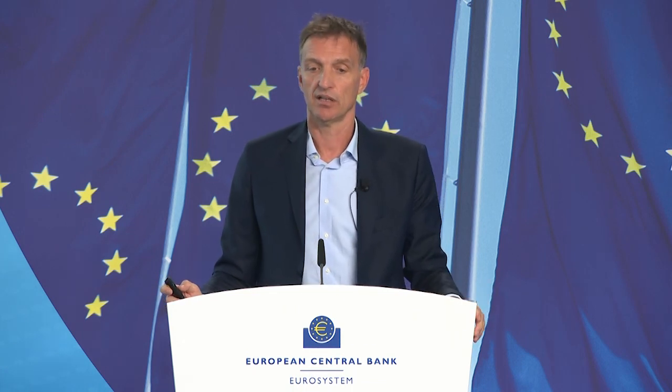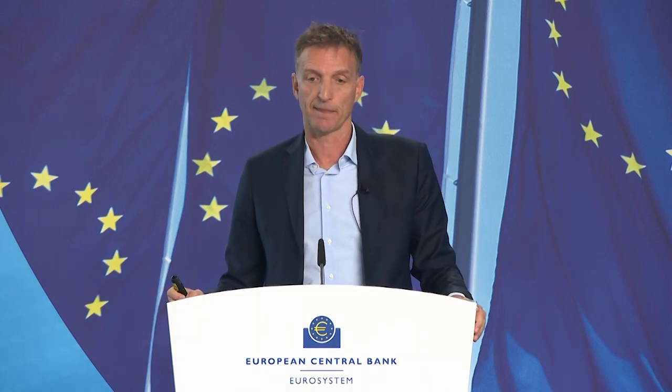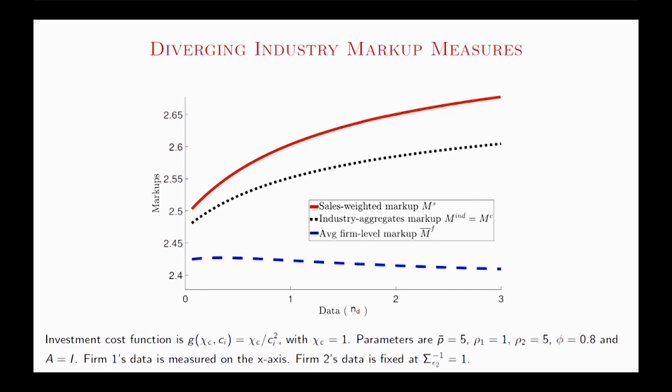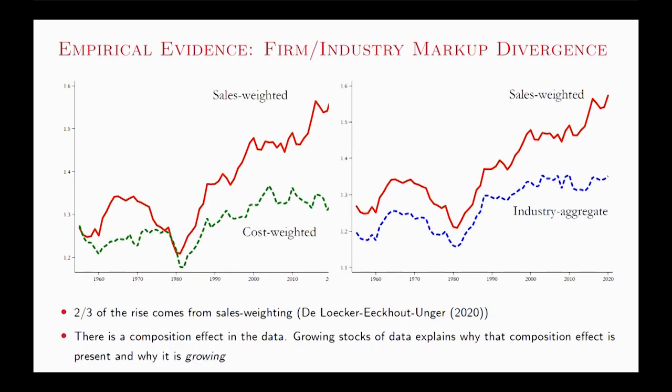Here are, again, some simulations where we show the different types of markups. In red, we have the sales-weighted markup. The dashed one is the industry aggregate, and in blue is the average firm-level markup, unweighted. Okay. And you get, depending on the amount of data, this dispersion that we were talking about. So this is the type of dispersion that you would generate that we see in the data. Okay, the facts, and using data could explain what we see in the facts.